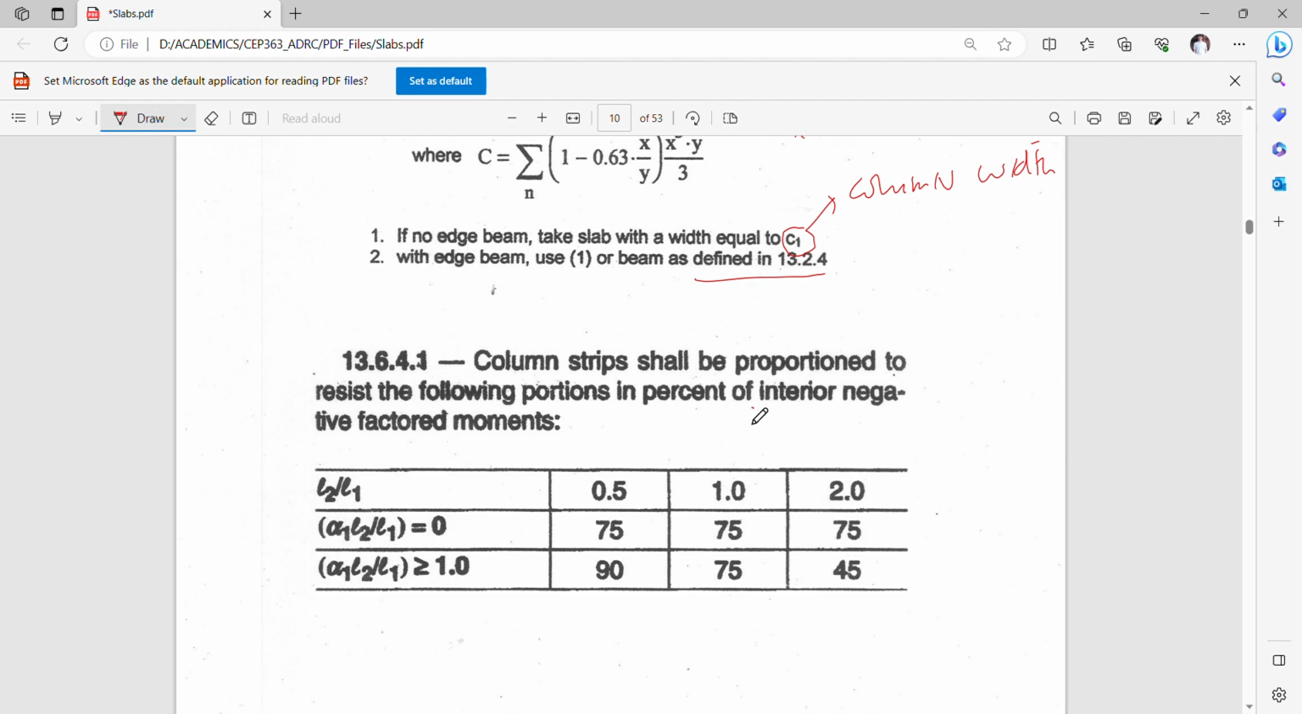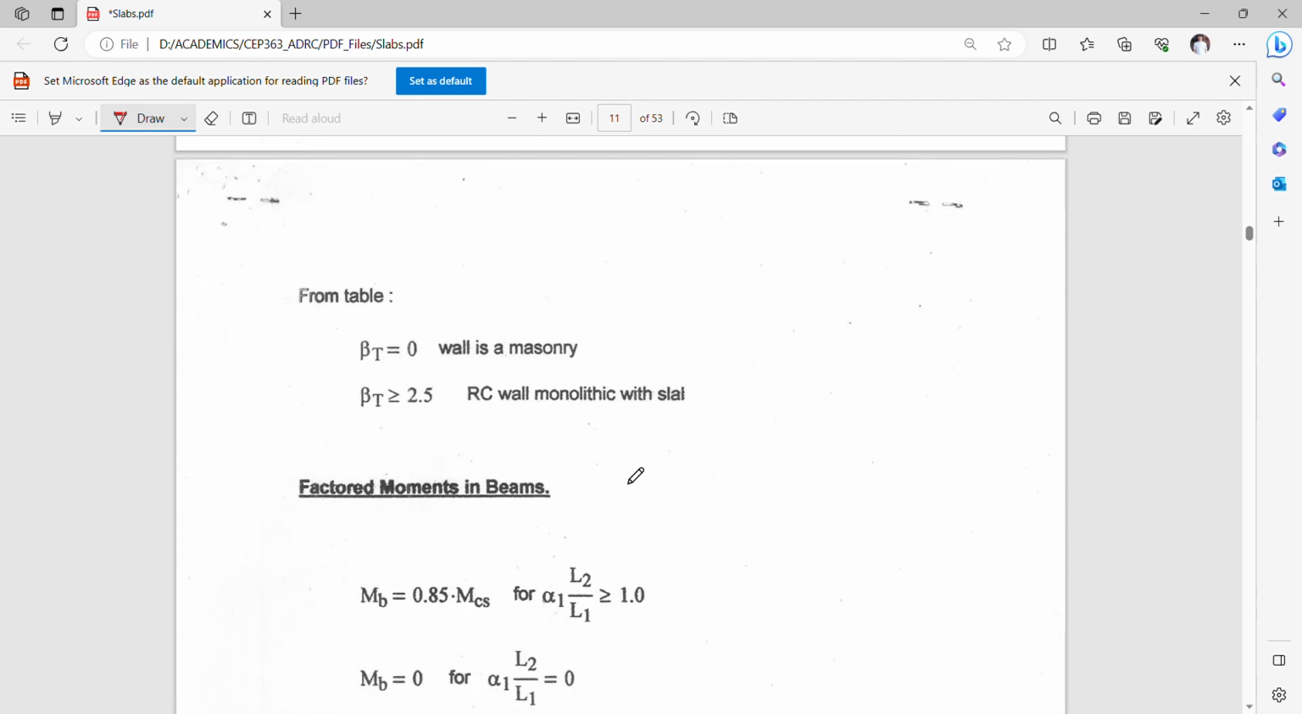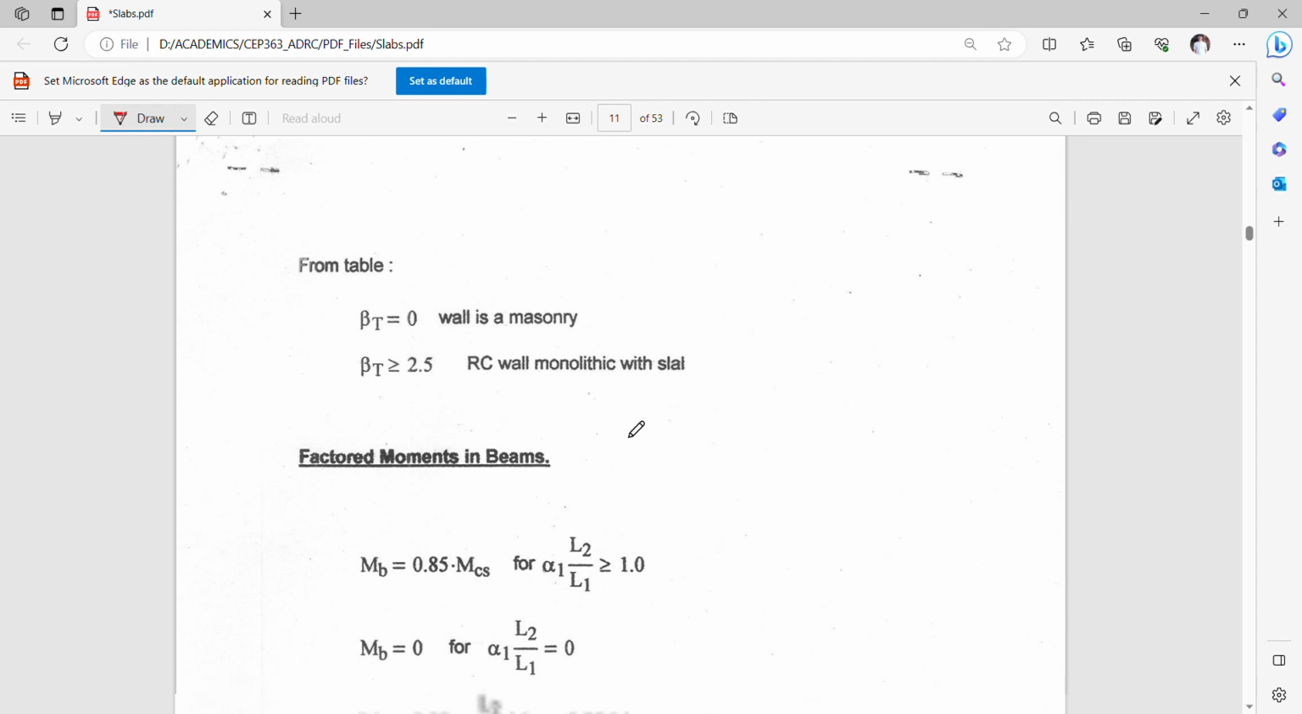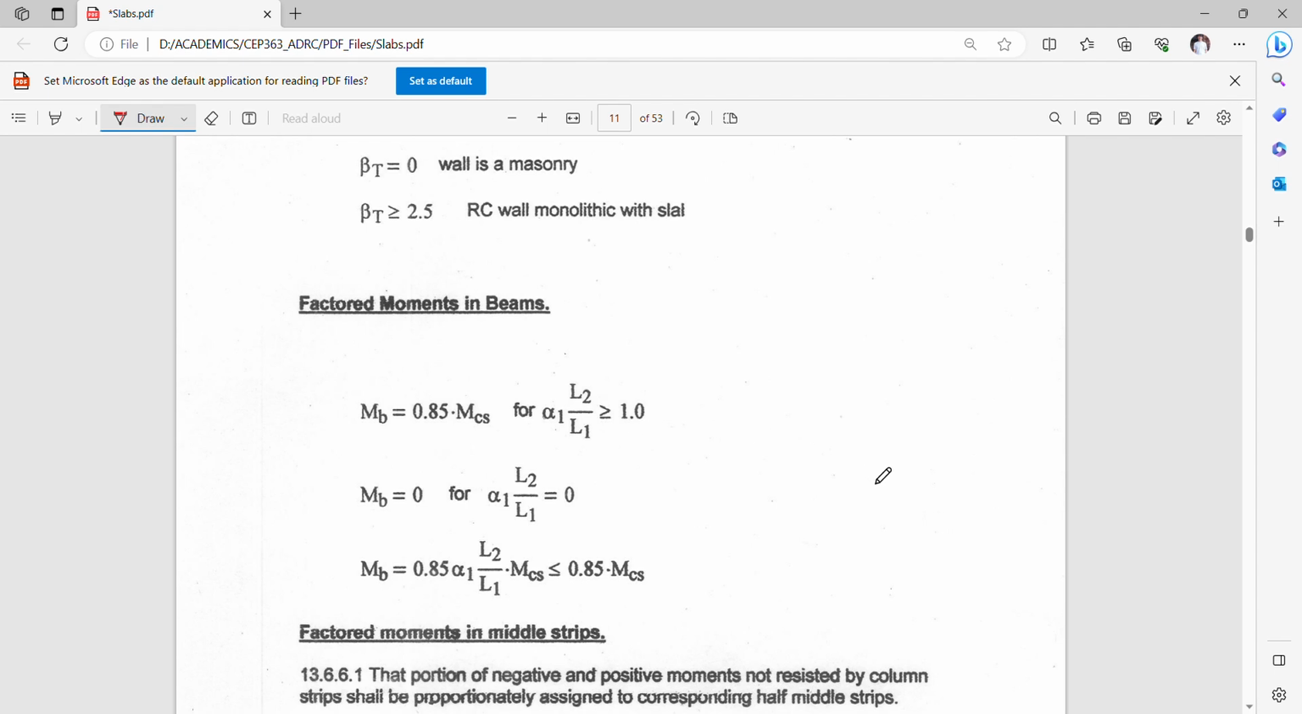So for interior negative factored moments, again, there's no beta t because there is no involvement of your torsional element. So from the table, beta t is automatically equal to 0 when the wall is masonry, and beta t is automatically greater than 2.5 if this is an RC wall monolithic with slab. Now, how do you distribute the column strip moment? So this is for the distribution of your column strip moment.